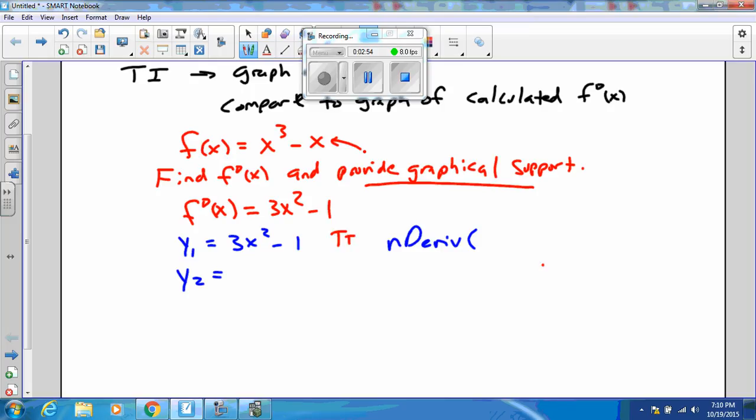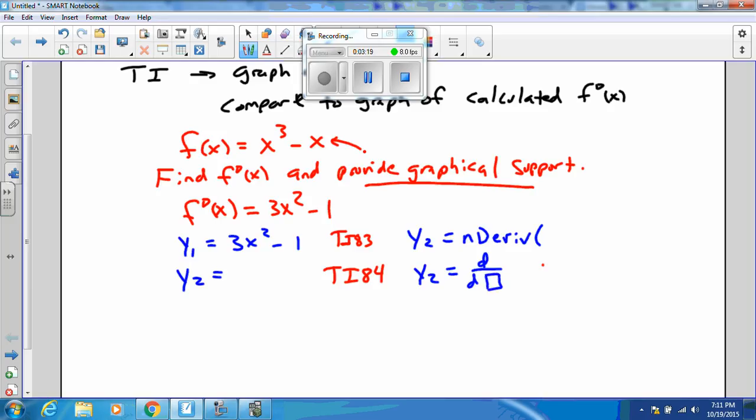On the TI-83, what you're going to see is this, y2 equals nDeriv of. And on the TI-84, if you have algebraic notation enabled, then what you're going to see is this, d/dx of blank at x equals blank. The bottom notation is a little bit easier to understand, but both of them are going to work.